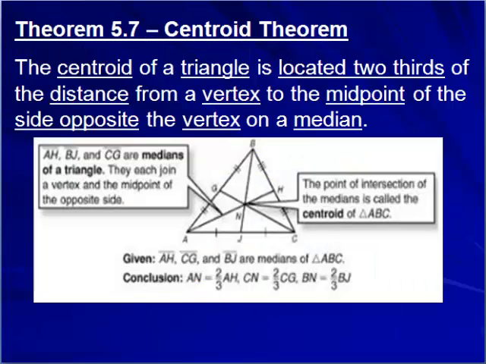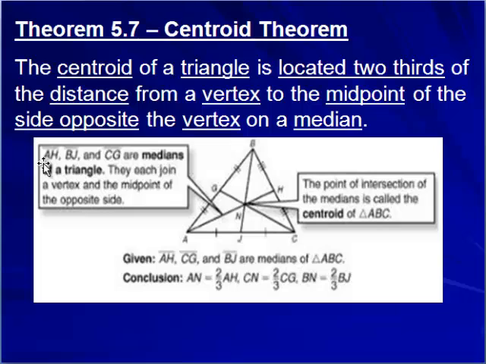Okay, moving on, we've got the Centroid Theorem. The Centroid Theorem says that the centroid of a triangle is located 2/3 of the distance from a vertex to the midpoint of the opposite side of the vertex on a median. So we'll illustrate that here. This is explaining this pretty well.